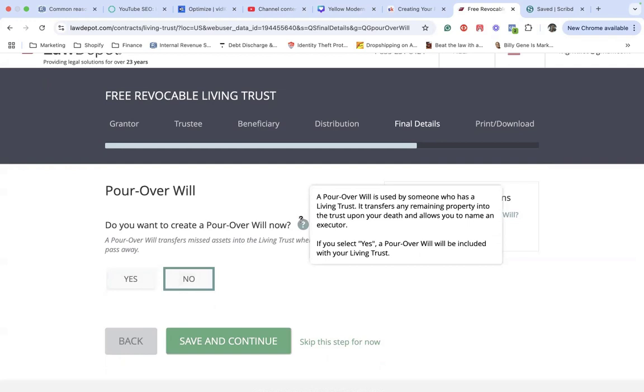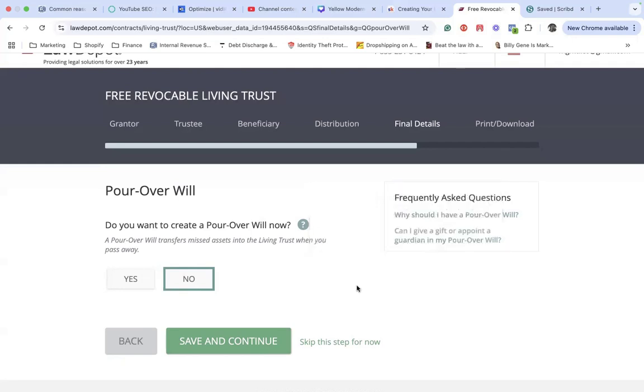But when you read these instructions, it's going to tell you exactly what it is, right? It's used when someone has a living trust. It transfers any remaining property into the trust upon your death and allows you to name an executor. And if you select yes, the pour over will be included in your living trust. So it's going to be an additional page on the trust if you want to create also a pour over will.